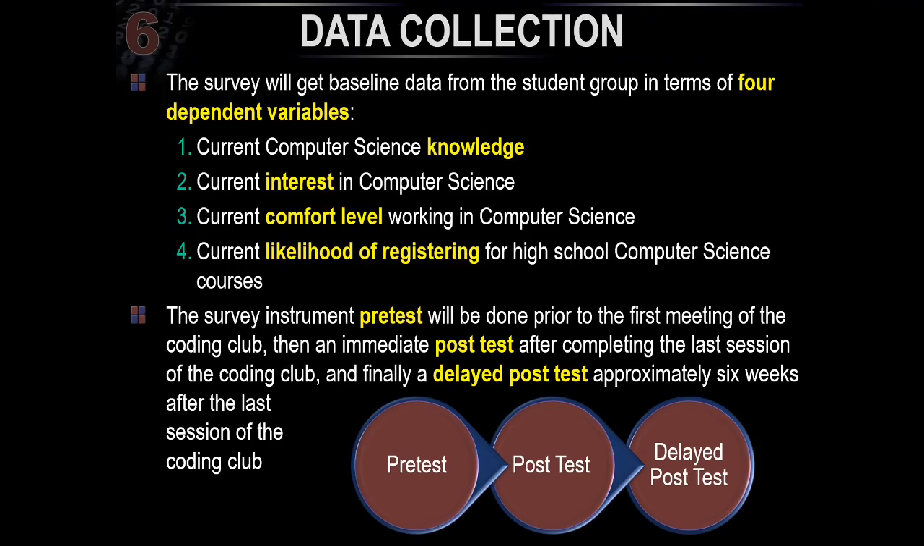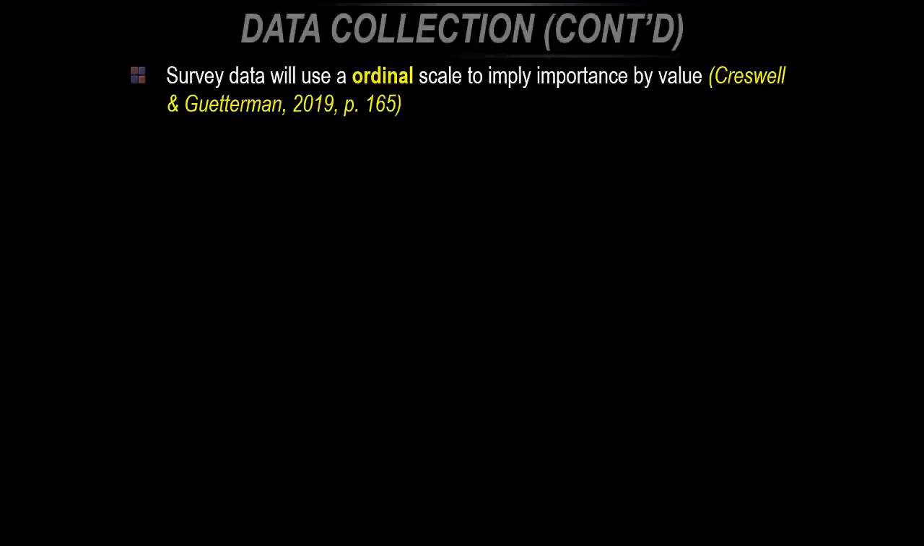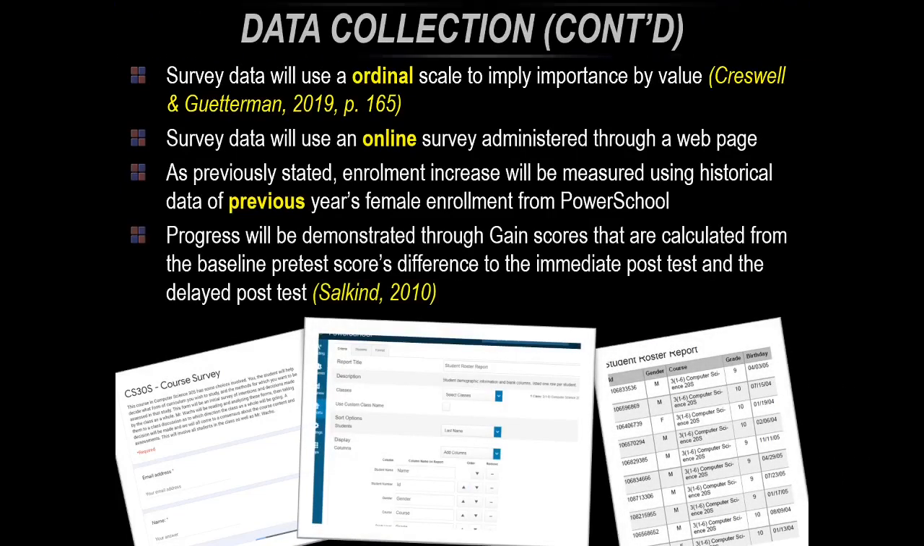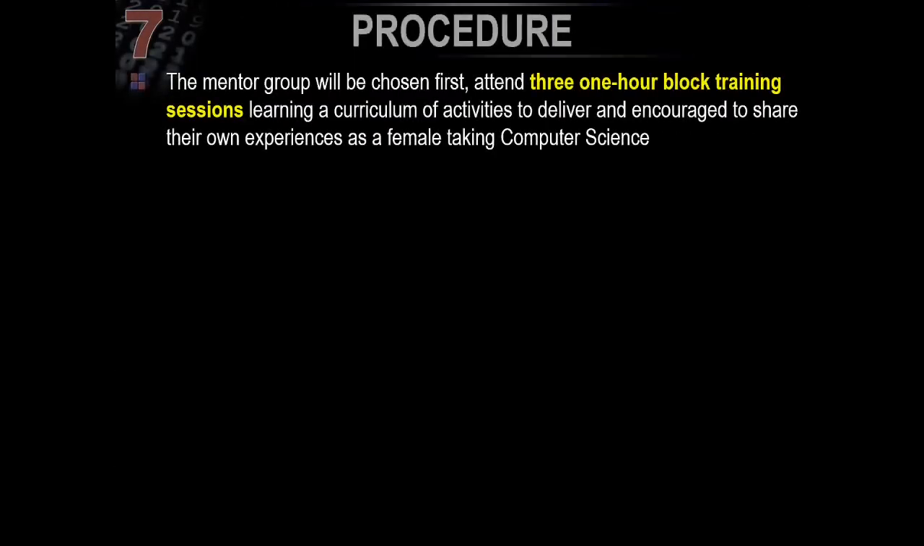Then an immediate post-test after completing the last session of the coding club, and then finally a delayed post-test approximately 6 weeks after the last session of the coding club. The survey data, again, will use that online administered instrument through a web page using what was described earlier. The PowerSchool historical data will be used to measure enrollment rates, and this will then get calculated to look at whether or not the scores have established a gain. And again, you can see some citations there on this.